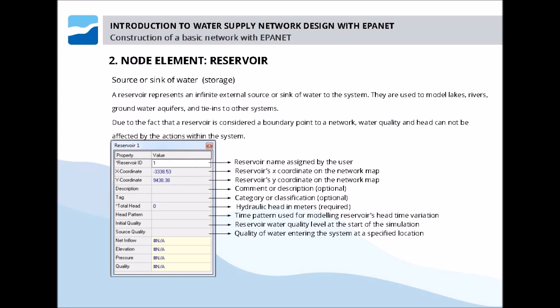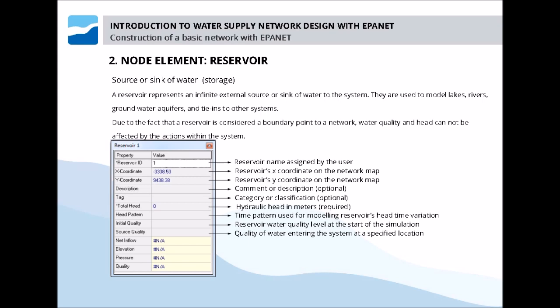The data model of any reservoir includes the elements we can see in the slide. We can actually give a name to each element, and this name can be a number. As we can see, number 1 would be an example of a name in an alphanumerical system. So for reservoir number 1, we have the corresponding coordinates, x and y. We have optional comments or descriptions.